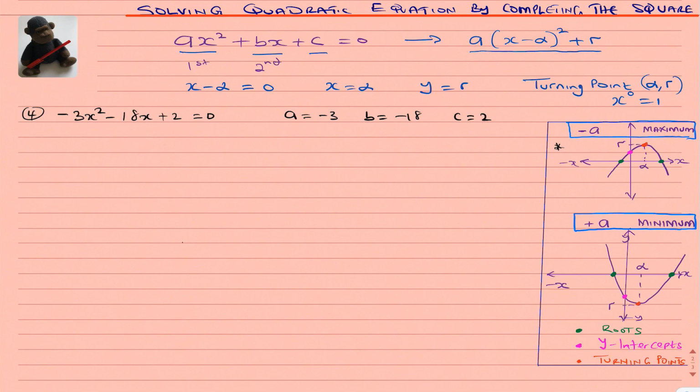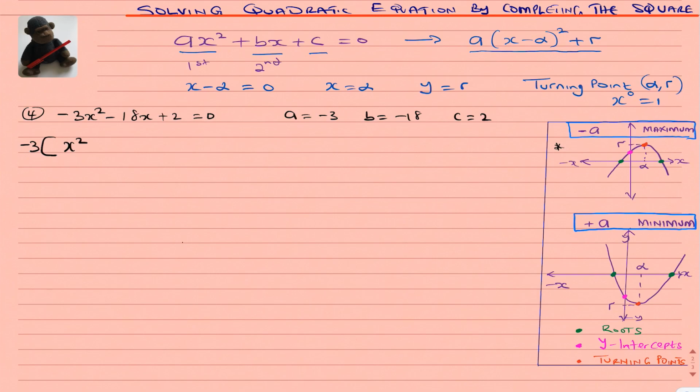Right, question 4. A is minus 3. This is negative A, so this is a maximum. And in order to prepare this for completing the square, we need to take out minus 3 because we need the A to be 1 or minus 1. So let's take out the minus 3 to prepare this for completing the square.